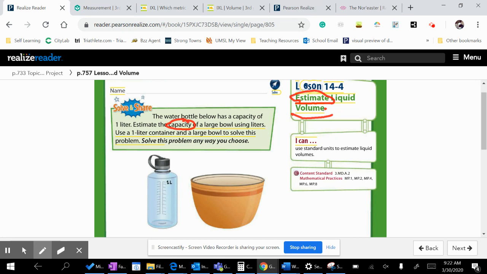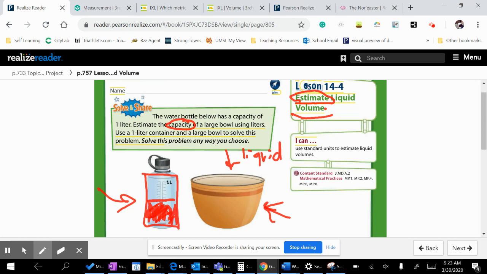I already said estimate means what is it about. Capacity is how much something holds, okay? And then volume is actually how much liquid is inside that. So the capacity of this might be 1 liter, but it might actually only have a volume of half a liter. The capacity is how much total it holds. Volume is how much it's actually holding at the moment. And estimate is about, so you kind of guess what it is about.